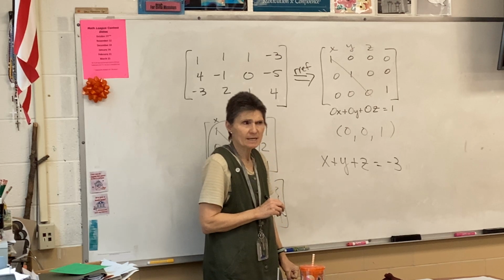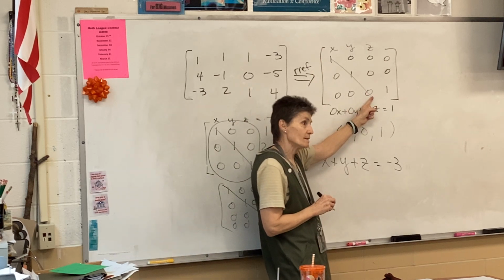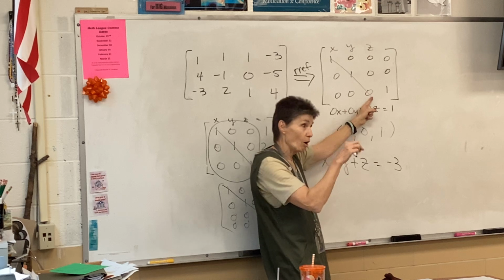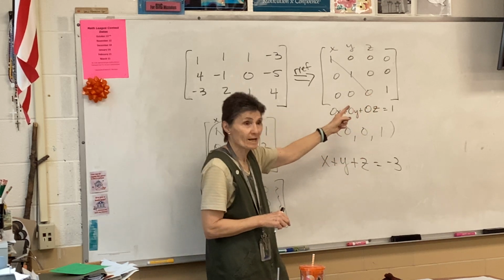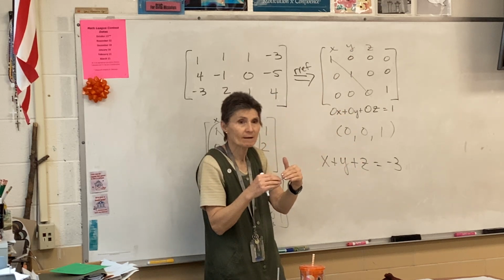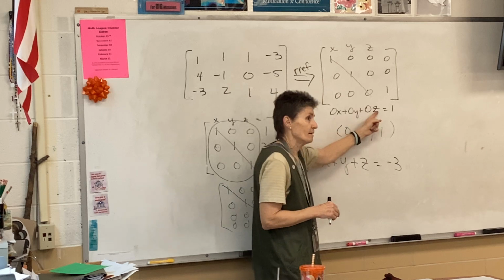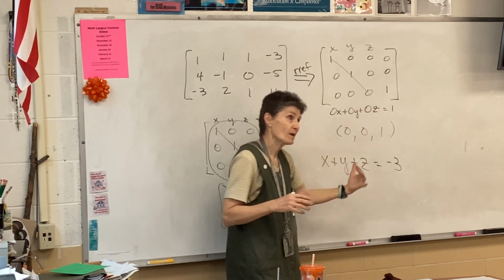And again, the key is that right there has to all be 1s. When you press that RREF button, that's reduced row echelon form. You don't need to know that, but what that means is this is all 1s. And if it's not going to come out all 1s, then you're not going to have a solution.